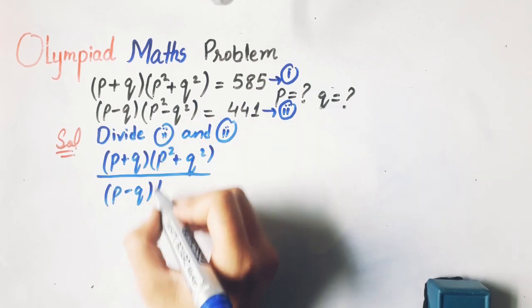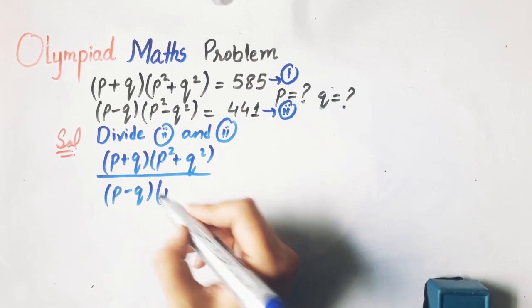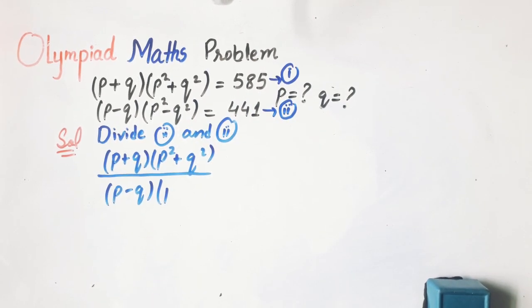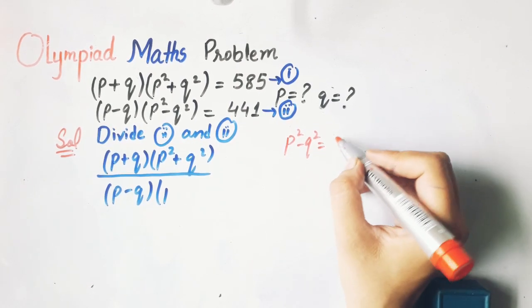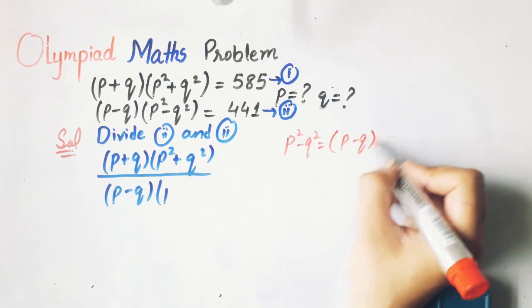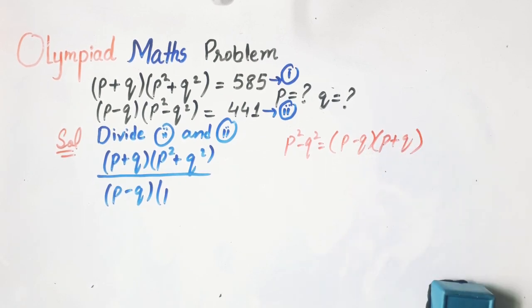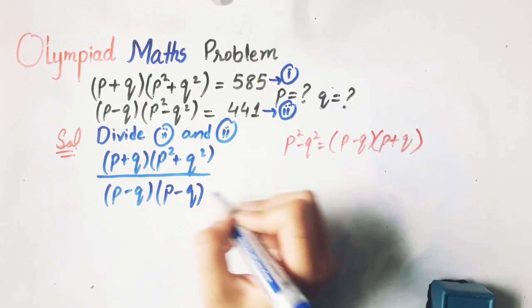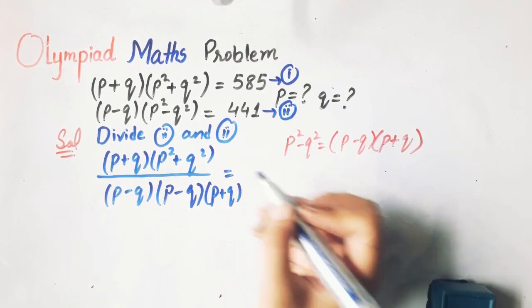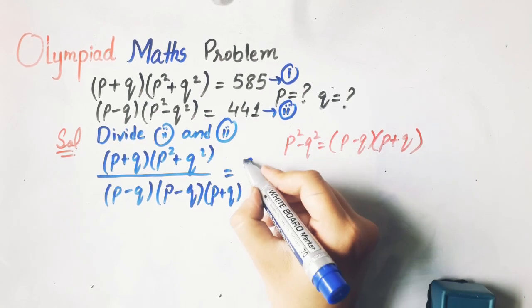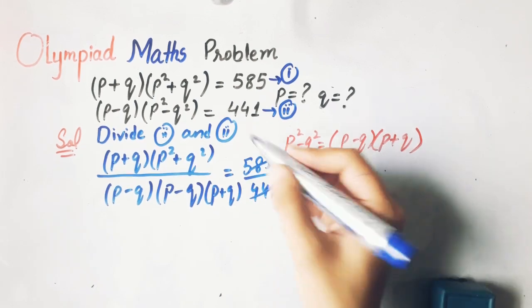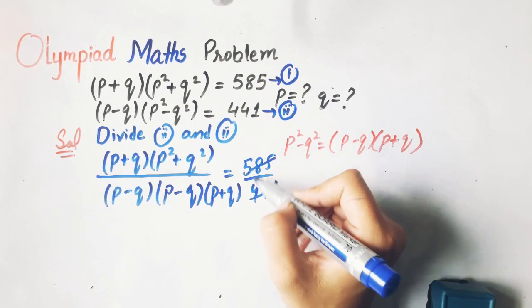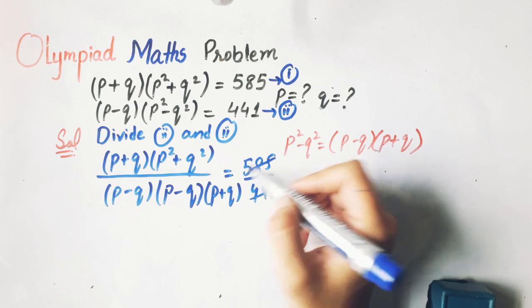Here is the important formula: p² minus q² equals (p minus q)(p plus q). So we will apply this important formula here, and that equals 585 divided by 441. Both are multiples of 3, and we can also divide this by 9 easily.